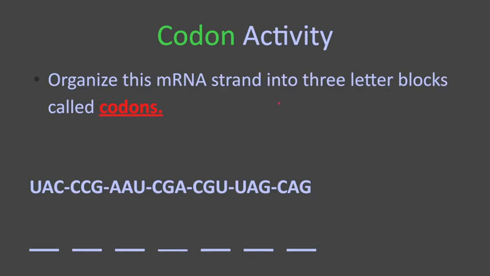One last thing for you here. This is a codon activity. I want you to take this strand. It says break this strand into three-letter blocks called codons. It's already broken down into three-letter blocks for you. What I would like for you to do is use your codon chart to identify what amino acids go here. You don't have to write the whole amino acid. You just need to write the first three letters of it for now. That'll be enough. So for example, here we start with UAC.